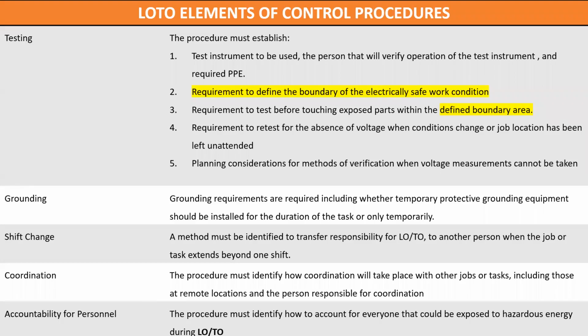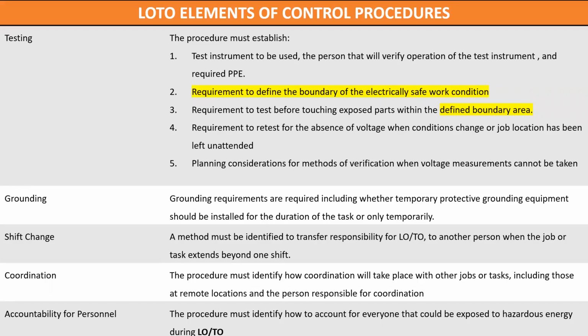In that written procedure, we will be mentioning the shift change requirement, that a method must be identified to transfer the responsibility of lockout and tagout to another person when the job or task extends beyond one shift. Or if it was a complex lockout and tagout since the start, then the person in charge is responsible to mention those things in the elements of control. Then it talks about the coordination requirement. The procedure must identify how coordination will take place with other job tasks, including those at remote locations, and the person responsible for the coordination.